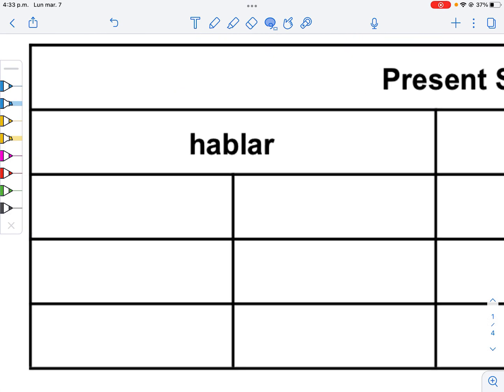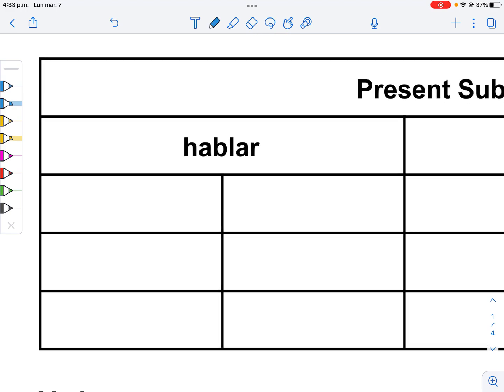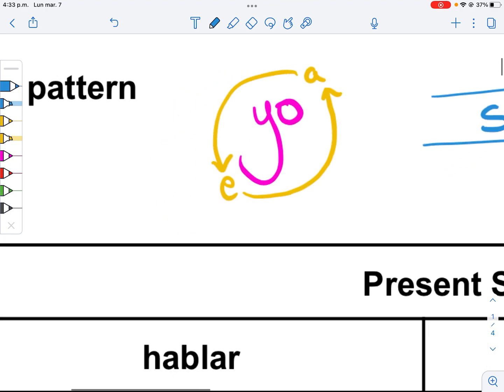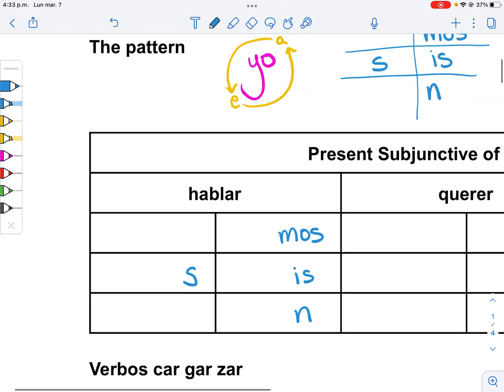So let's copy those in, with hablar. To put hablar in the subjunctive, we're going to add an S on tú, a mos on nosotros, an is on vosotros, and an N for ellos. And then we'll start right away. So we need to put hablar in our yo form. We'll drop that AR ending, and we'll typically add an O, but we're going to change that AR to an E.